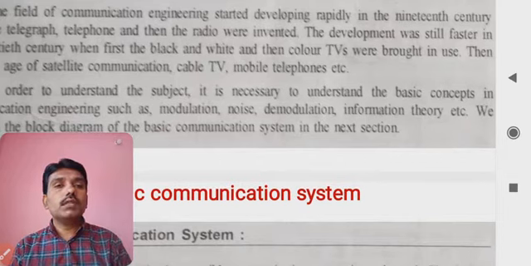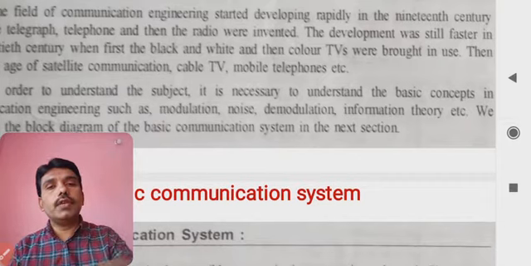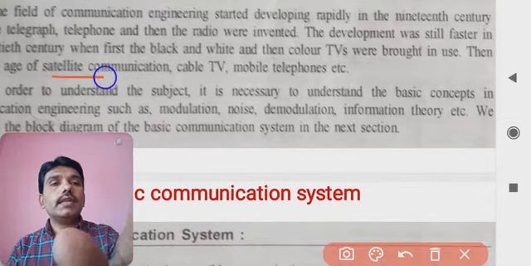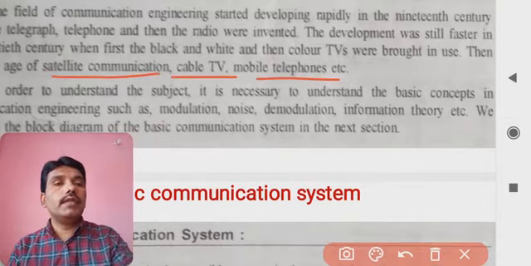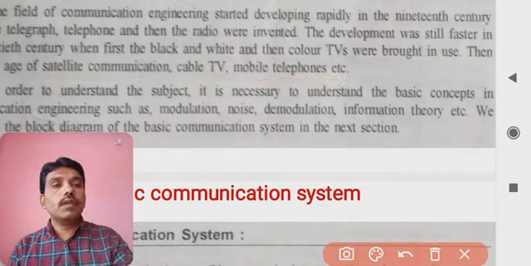But nowadays it has become much faster because of satellite communication, and due to satellite communication, cable TV and mobile telephones are there, which are the fastest communication systems nowadays.